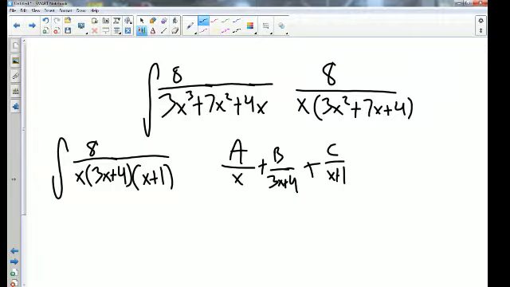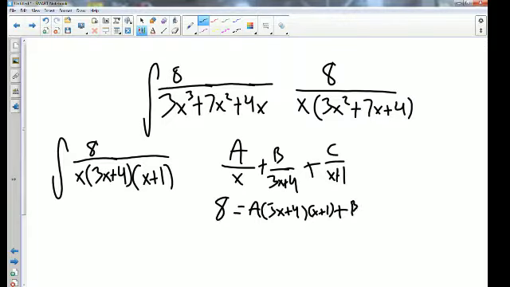So in this case you have to multiply x times 3x plus 4 and x plus 1. So you have 8 equals, since you want to set all these equal to the numerator of the integral again, just like we did last time. So it'll be 8 equals a times 3x plus 4 times x plus 1. So you have to find the common denominator, so whatever you do to the bottom, you have to do to the top, and that's the two things you have to multiply to get the common denominator.